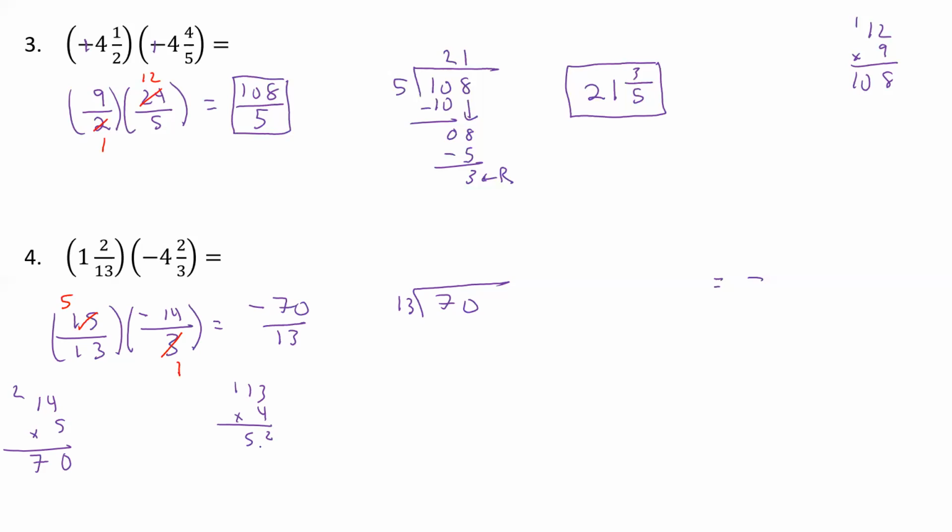That's 52. Well, how about 13 times 5? That's 15, carry 1, that's a 6. All right, so it looks like 5 will work, and that's 65. Subtract, that's 5. That's my remainder. So I have a negative 5, and then I have 5/13. And then that would be my answer. Again, making that a negative value there.